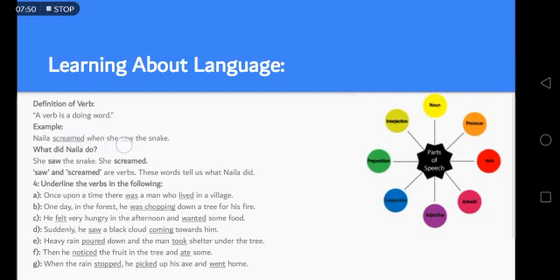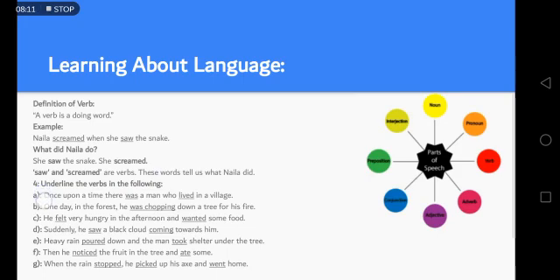A verb is a doing word. Example, Naila screamed when she saw the snake. Scream means fear. What did Naila do? She saw the snake, she screamed.